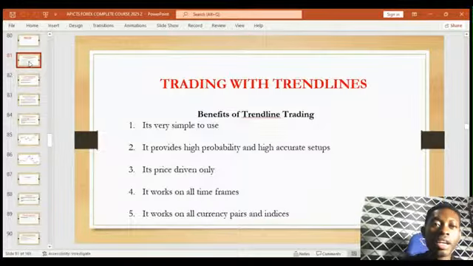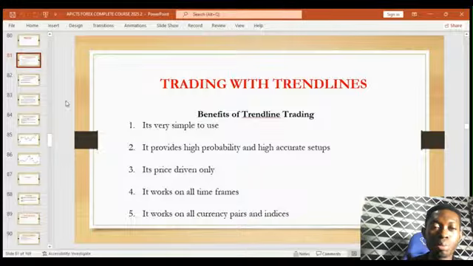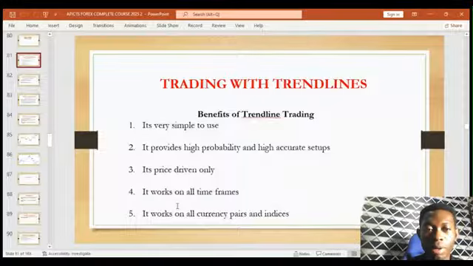Are we still together? So number one, it is very simple to use. Number two, it has high probability and highly accurate setups. Number three, it is price driven only. Number four, it works on all time frames. Number five, it works on all currency pairs.